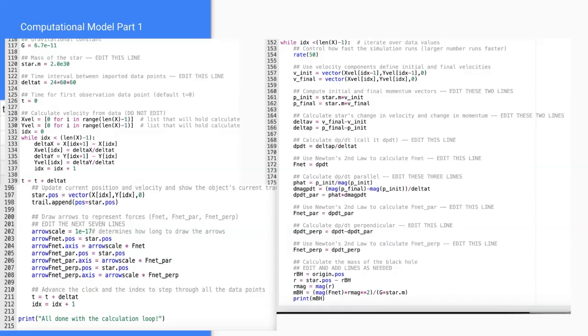For the first part of the computational model, here's the code that I used for the GlowScript. In the top left were the first lines that I edited. All of these formulas were derived by using the principles stated in these slides before, specifically the parallel and perpendicular net force formulas.